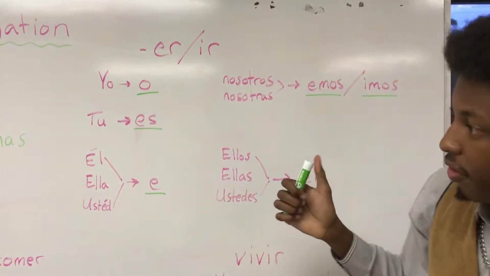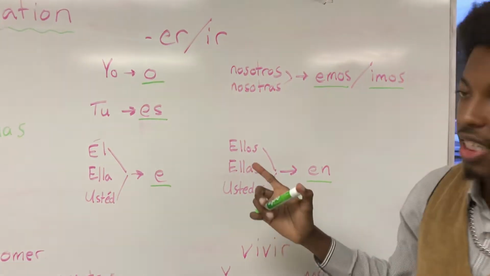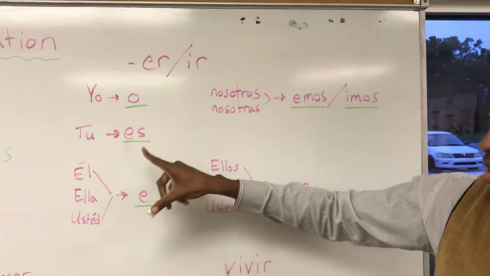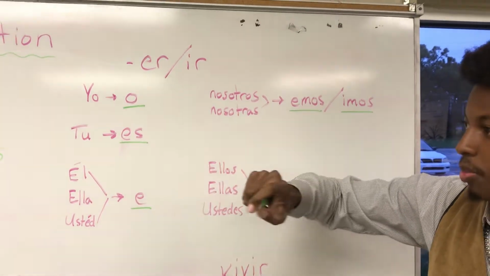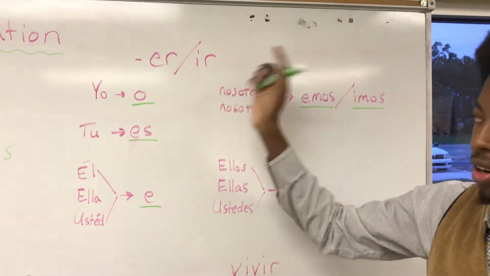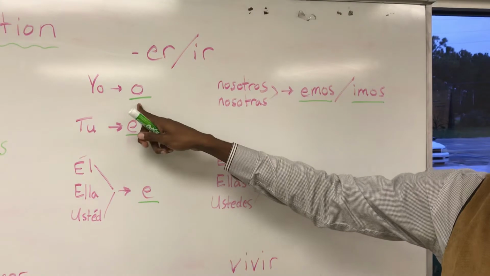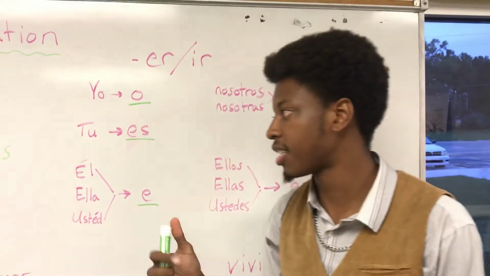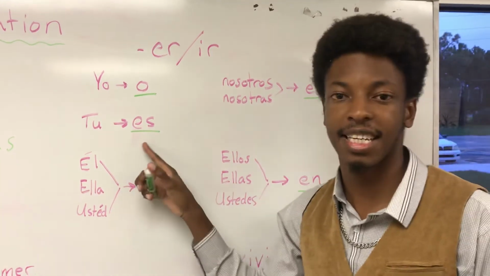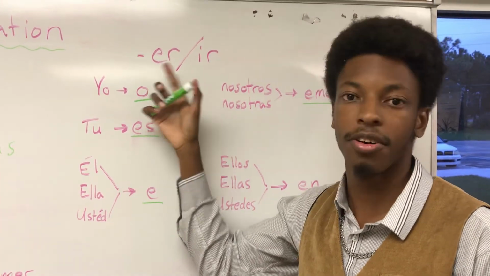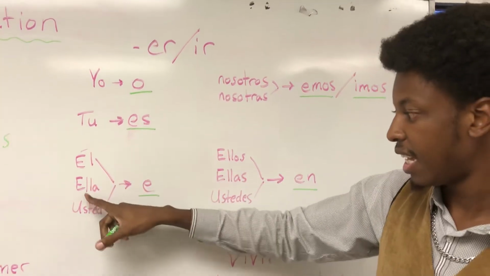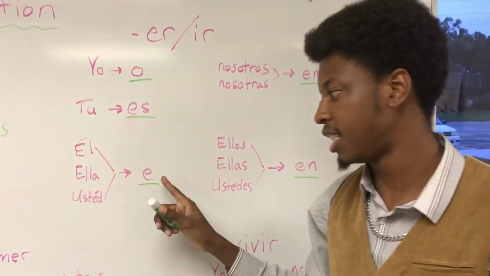So, if you can tell, the only thing that changes here is that where we had an A, now it becomes an E. For example, okay, yo, you just take the ER or IR off, and you just put an O, just like AR, simple. We already talked about that. So tú, instead of AS, you put ES for either one. For ER or IR, you put ES for tú. Okay, él, ella, or usted, you just change it to an E.